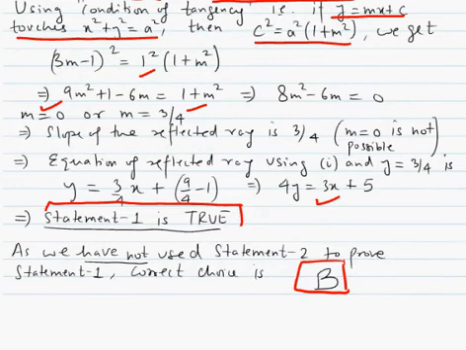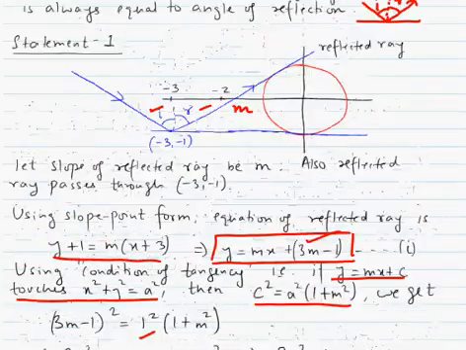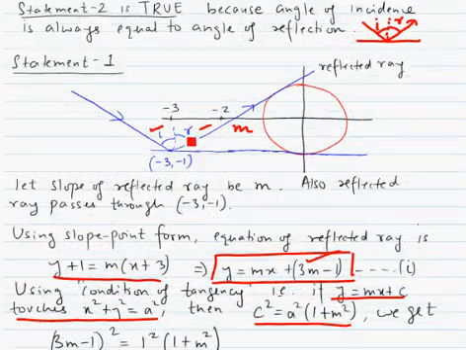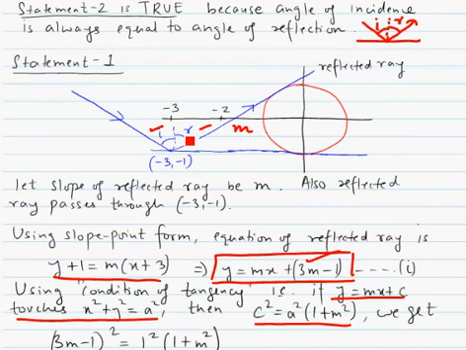Now if you see the information that angle of incidence equals angle of reflection, is this information useful in finding the equation of the reflected ray? Can we find the equation of the reflected ray using this information? See, nothing is given about the incident ray, right? The reflected ray is independent of the incident ray.